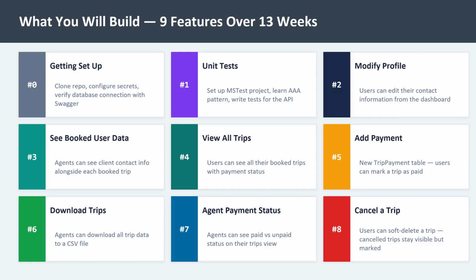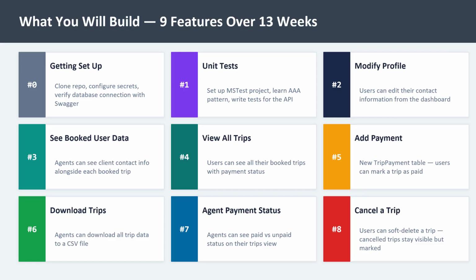Notice that a lot of these features build on each other. You can't mark a trip paid until that payment table exists. You can't show payment status to agents until the users can create payment records. And this is intentional. The sequence here mirrors how real feature development works.